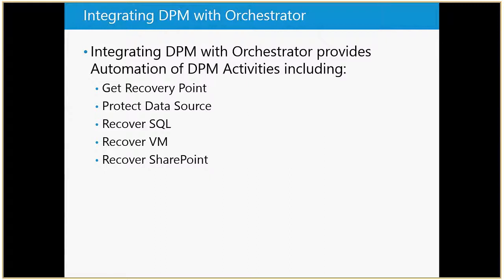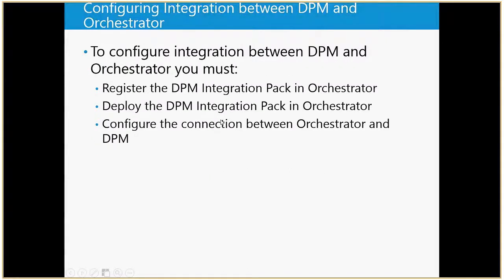You also have objects in Orchestrator that allow you to recover SQL, recover a VM, or recover a SharePoint farm to its original location. Now, whenever you are configuring this integration between Data Protection Manager and Orchestrator, there are three things you have to do. You first have to register the DPM integration pack with Orchestrator, deploy that integration pack to the Orchestrator server, and then configure the connection between Orchestrator and Data Protection Manager.